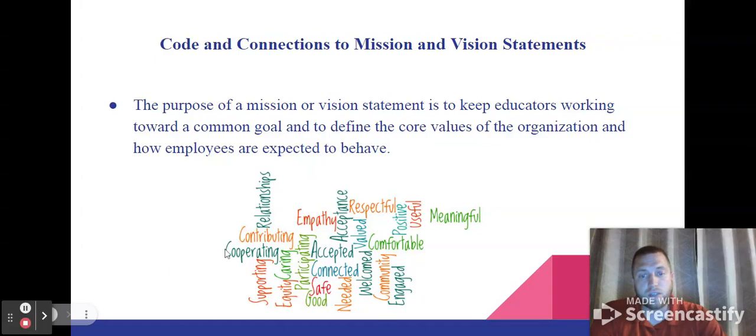Over here, I have all these different words: relationships, respectful, meaningful, comfortable. These are all words that you'd want to put into a mission statement, and which would relate to the Minnesota Code of Ethics, which is very much about honesty, being honest and respectful.